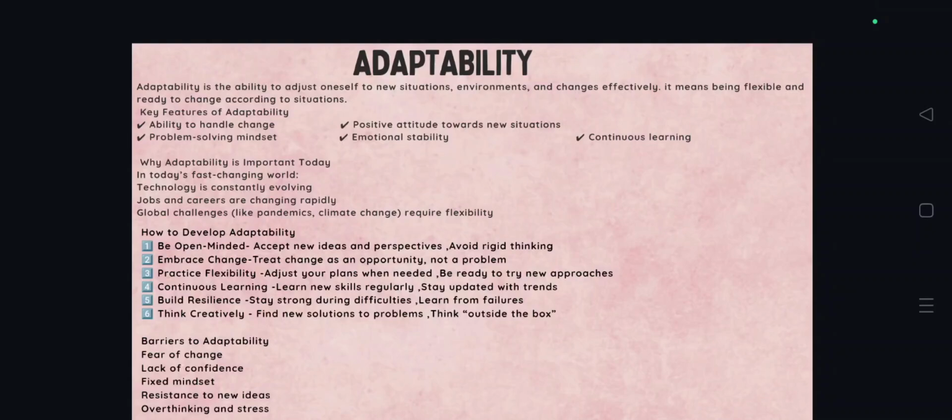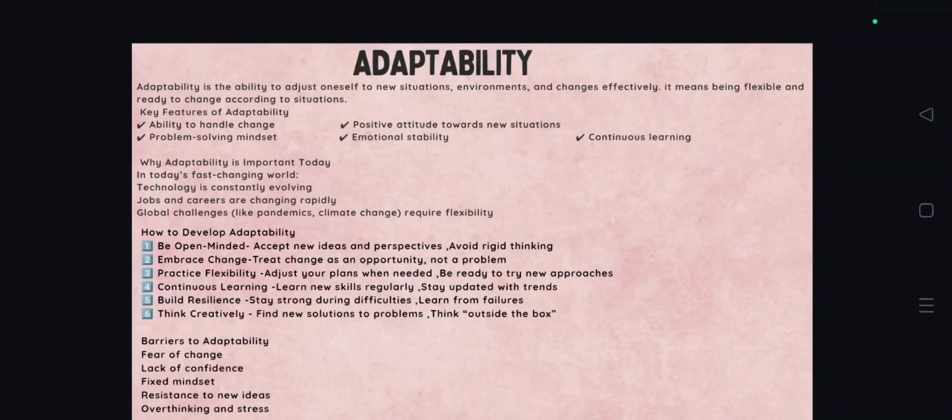And if we do not adapt with them, then it's hard for us to survive, because adaptability is the key to survival. So if we do not learn to adapt ourselves with these emerging technologies, changing situations, fast-paced world, then it's really hard for us to survive in this world. So key features of adaptability involve the ability to handle changes, because some people are very afraid of changes. They want to live in the comfort zone, whatever they are used to.